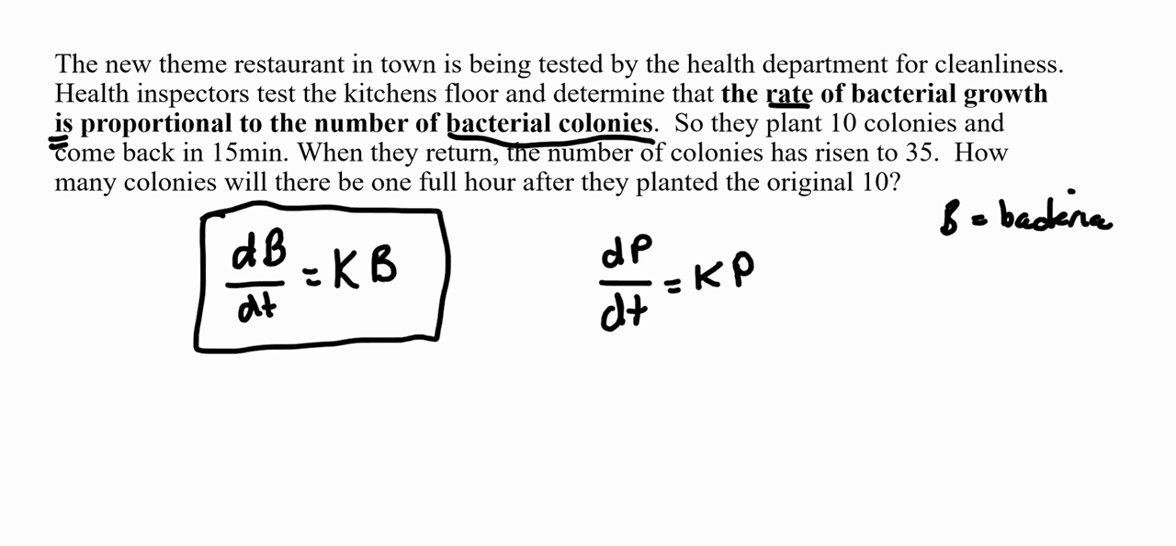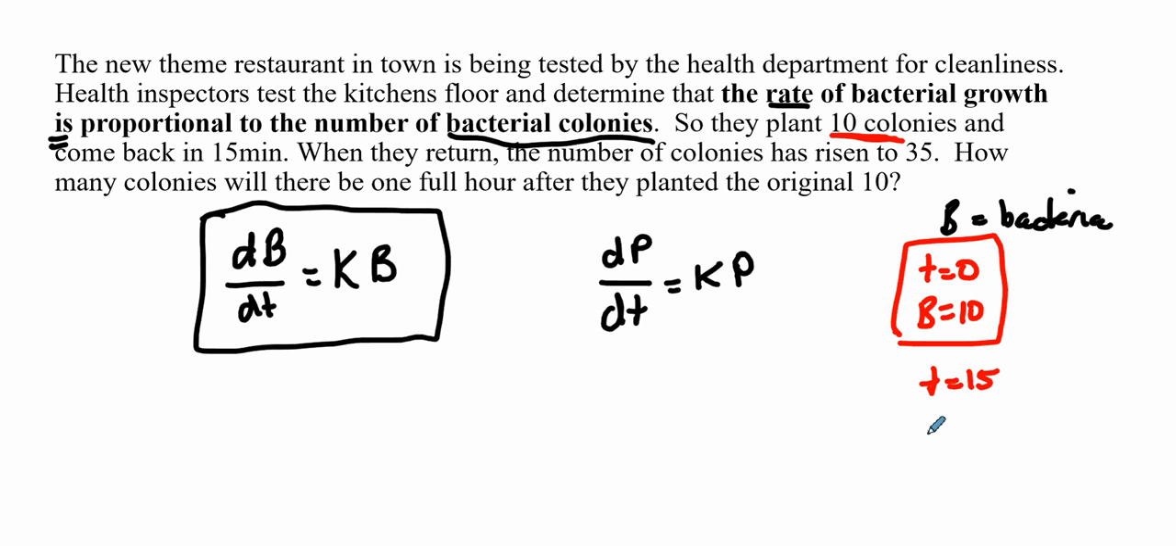What we're going to do next is solve this differential equation because we're going to answer this question. We're going to find out some more information here. They plant 10 colonies. This tells us points from our solution curve: when t equals 0, our bacteria equals 10. Then we know that 15 minutes later, when t equals 15, when they return, their colonies have risen to 35.